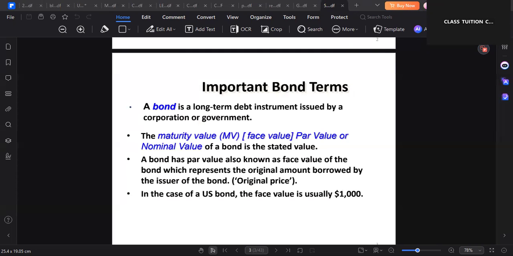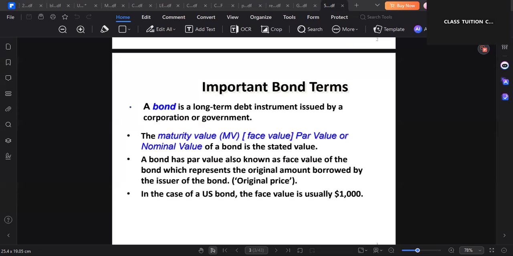The maturity value, which we also call the face value or par value, is the stated value of the bond. For instance, in the US, the face value is usually $1,000. So this par value represents the original amount borrowed by the issuer. In other words, if you buy a bond at par, you are lending the issuer that amount.